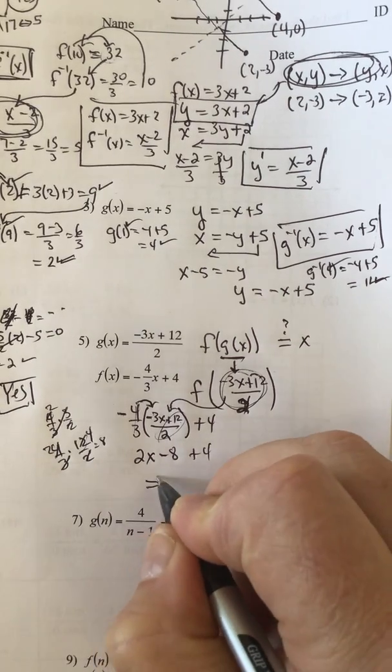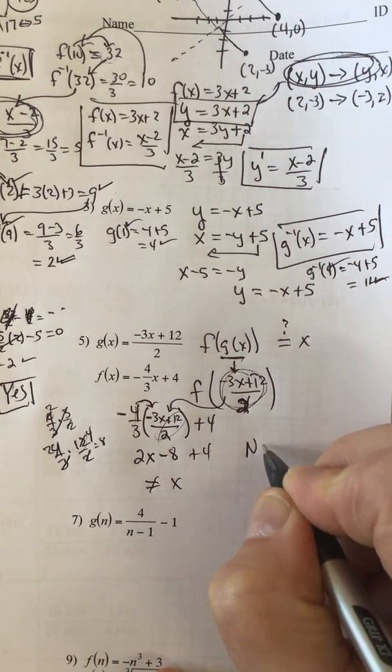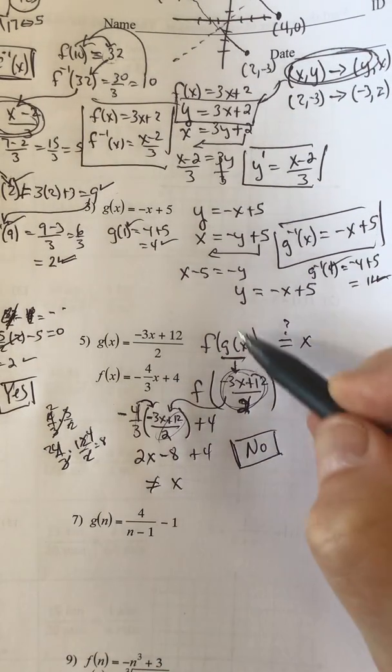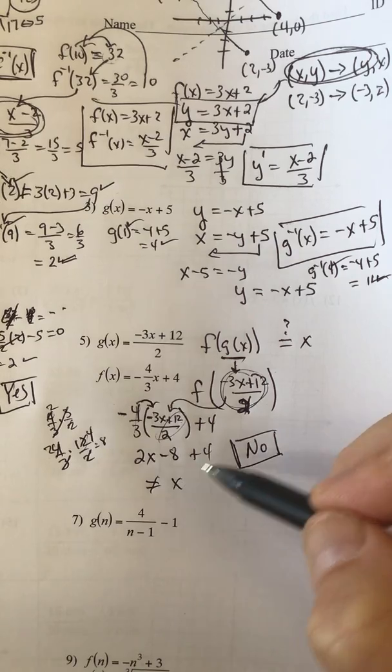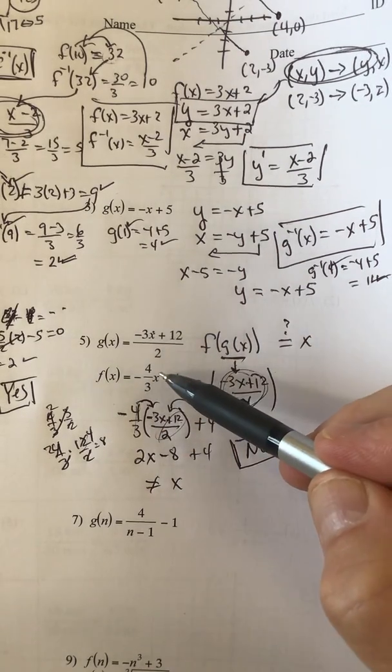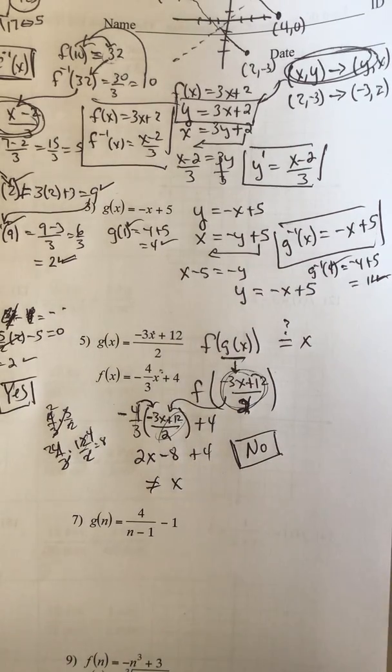Okay, that is not going to equal x, so this answer already is no. You don't have to go on, since they both have to be true, if one of them never makes it to x, then these are not inverses. This does not undo this.